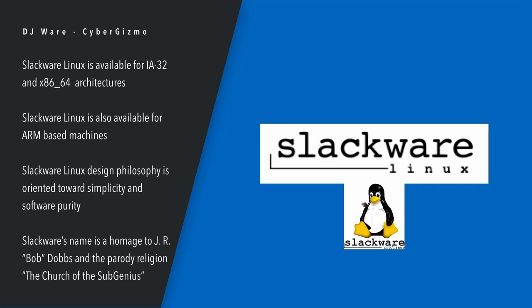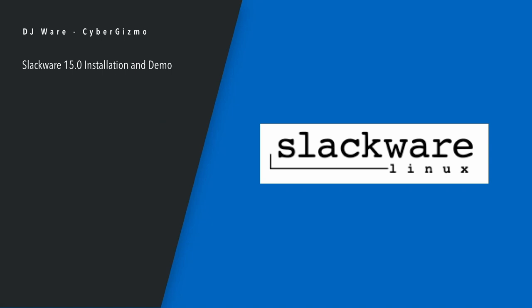The design philosophy of Slackware follows the design philosophy for Unix, the original AT&T Bell Labs Unix. It's oriented towards simplicity and software purity. So where the heck did Slackware get its name? Well, it's actually paying homage to J.R. Bob Dobbs, who was a cartoon character, and it's a parody of a religion called the Church of the SubGenius. So I think what I'll do is I'll take a pause here, and we'll do an installation of Slackware and a little bit of a demo, and I'll be right back.